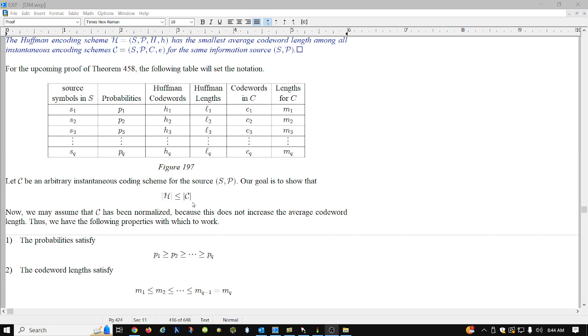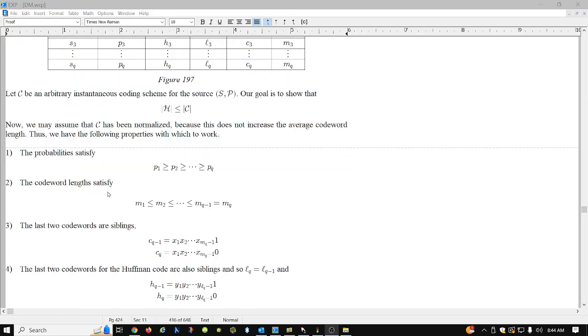And we can assume that C has been what I call normalized. It's my own term, not standard, because that does not increase the average code word length. So if we can show this inequality holds for a normalized instantaneous encoding scheme, we know it holds for all instantaneous encoding schemes.